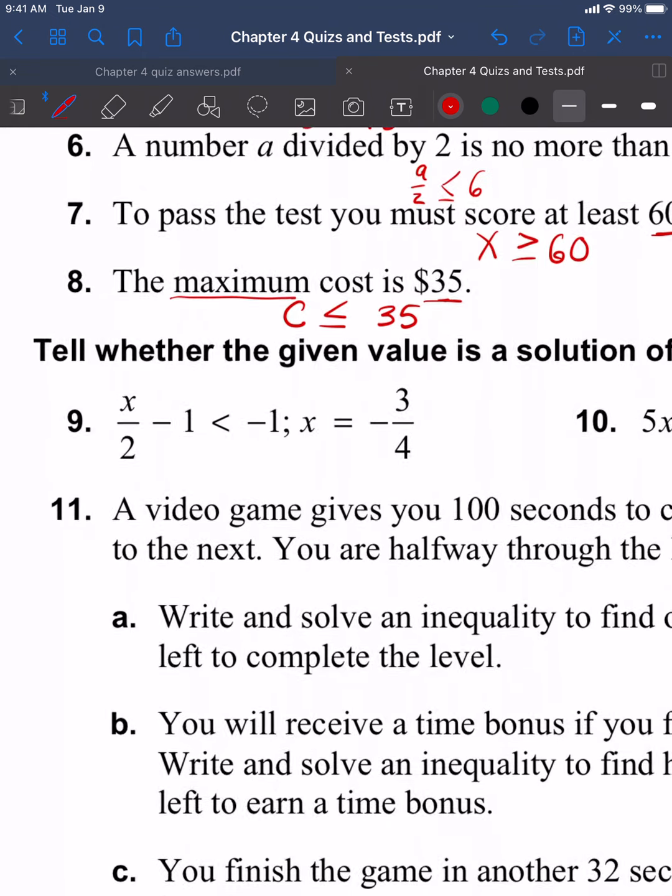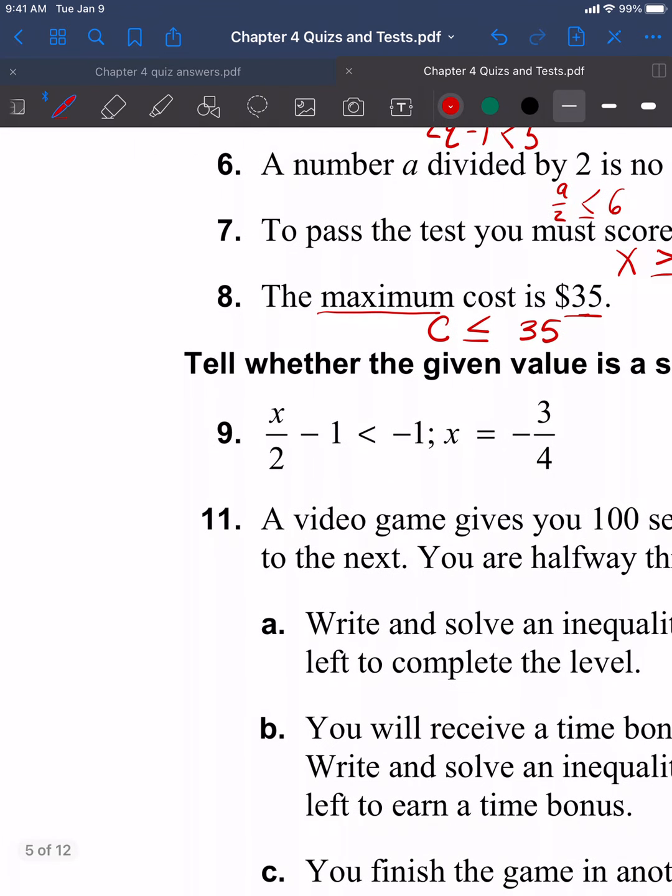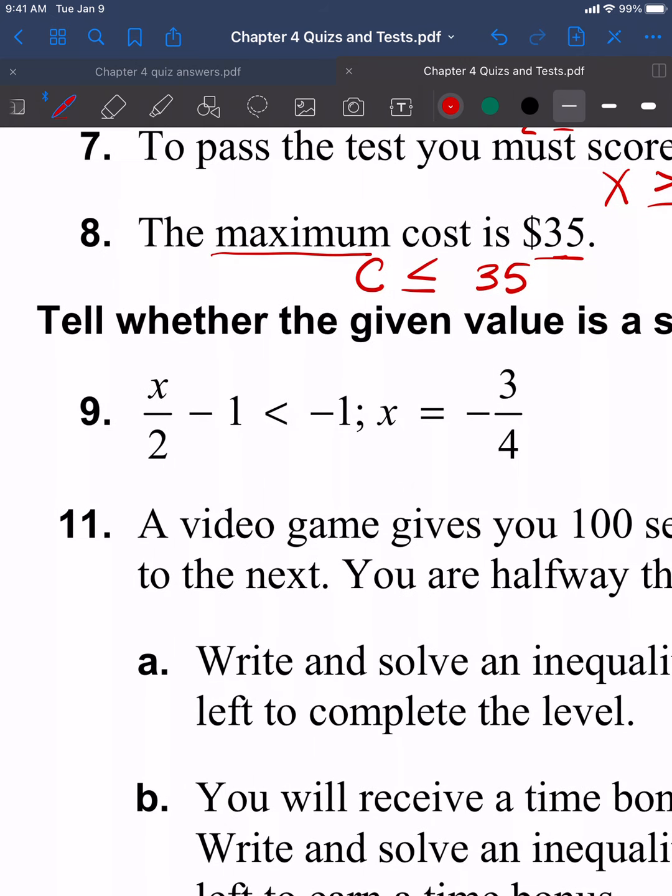Number 9. Tell whether the given value is a solution of the inequality. Now, some of you guys missed these ones on your previous quizzes. What do I do? This right here is the problem, right? But this is what I need to put in for x. Do you guys see that? On the quiz, I don't think some of you understood that. The green is what you're going to go plug in for x. Okay? I have to plug that in first before I can solve anything.